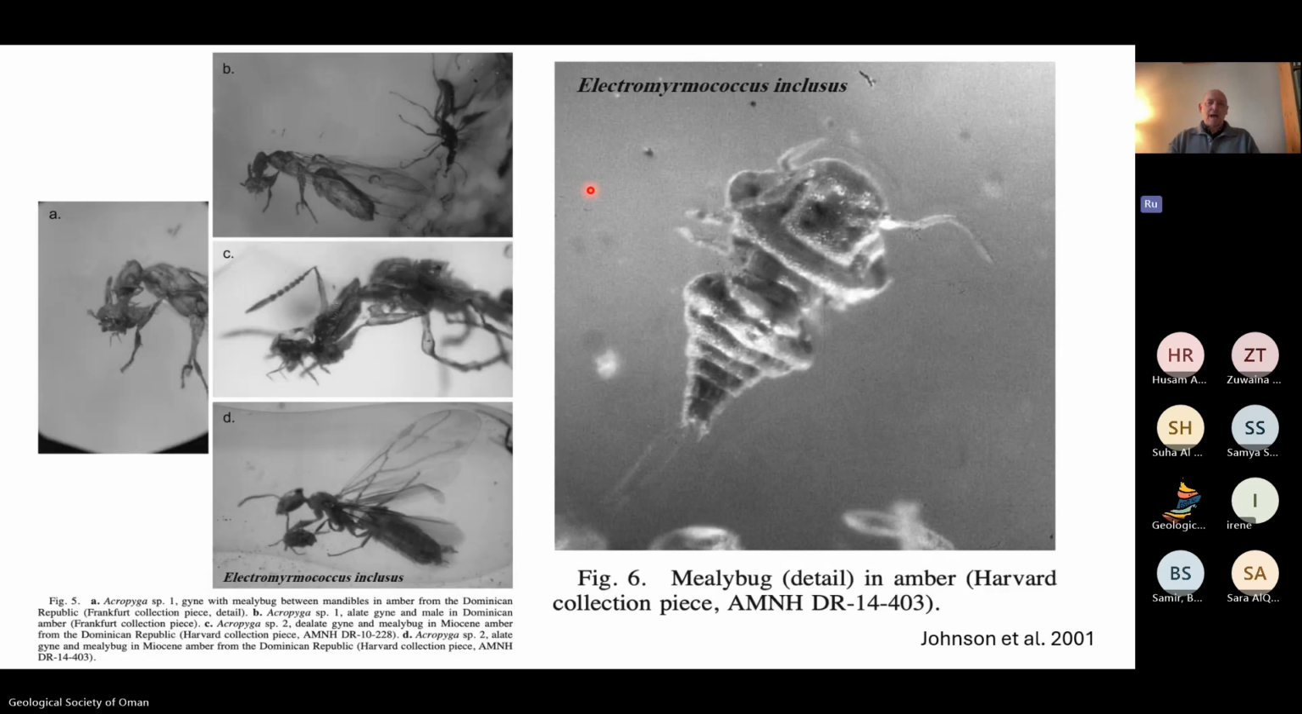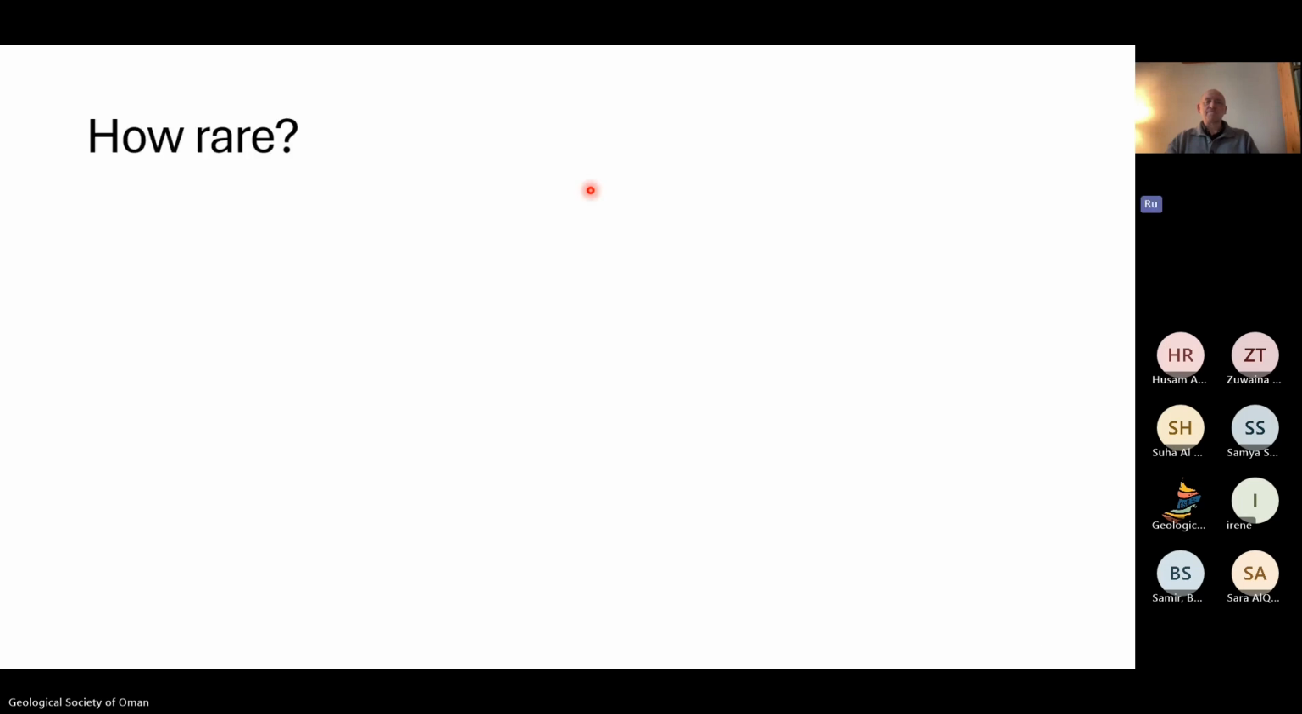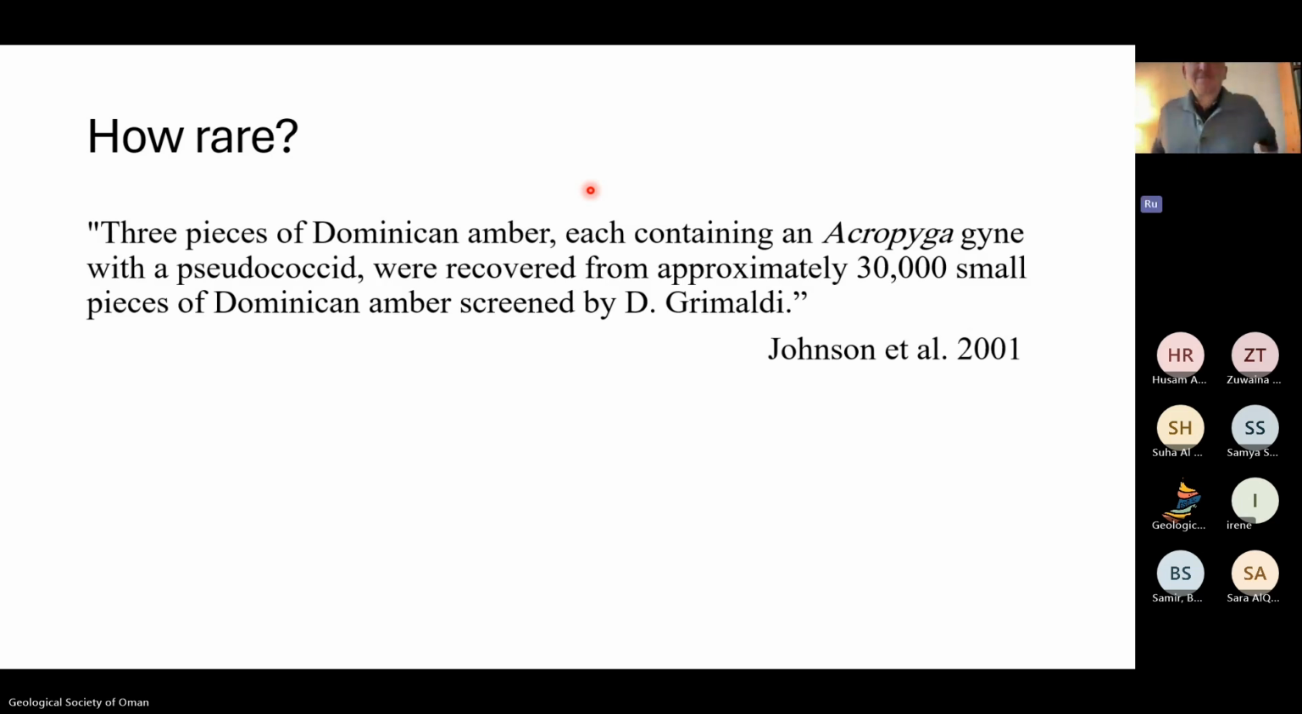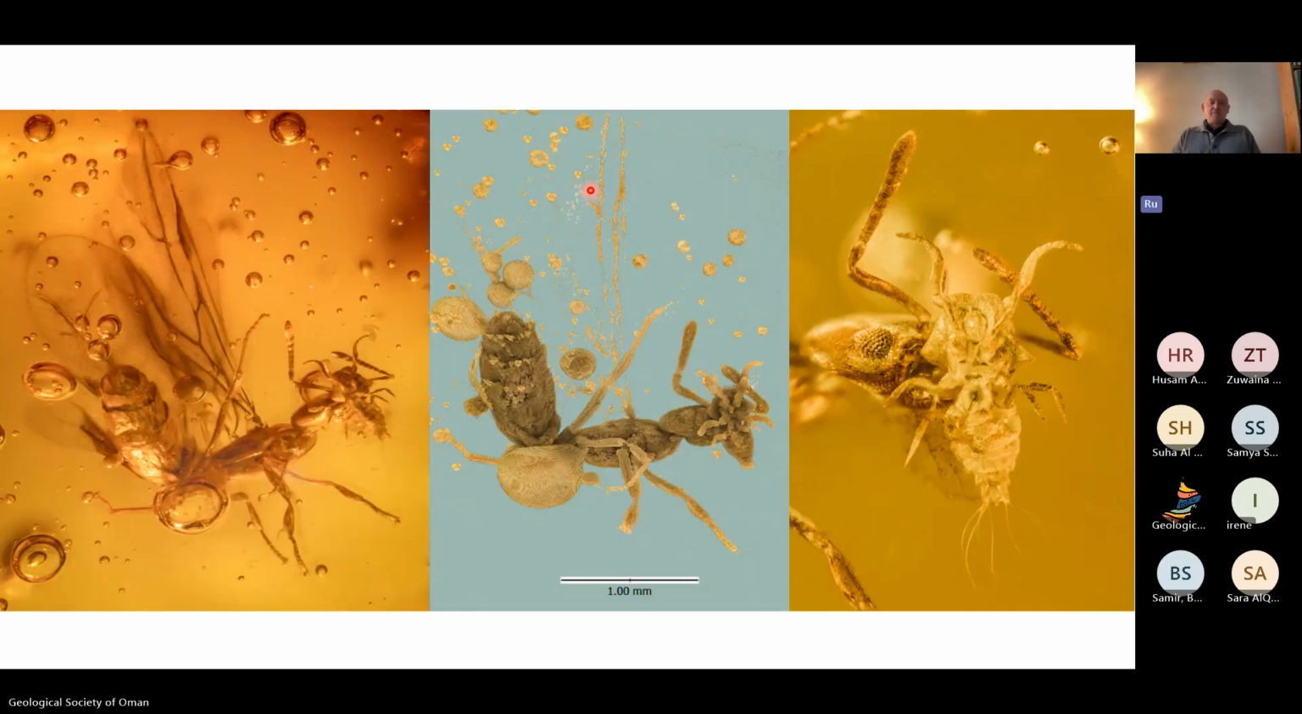And this was first noted in amber, 2001. Very, very rare indeed. But that's a little bug there that you can see, the thing called Electromyrmecoccus inclusus. And a couple of specimens actually had the ants carrying the mealybug in the mouth. So let's go to the next one. Next slide. So I said they were rare. So how rare? Click again. And once again, we have David Grimaldi mentioned here. And he looked through 30,000 pieces of amber and found 3 examples. So they are that rare.